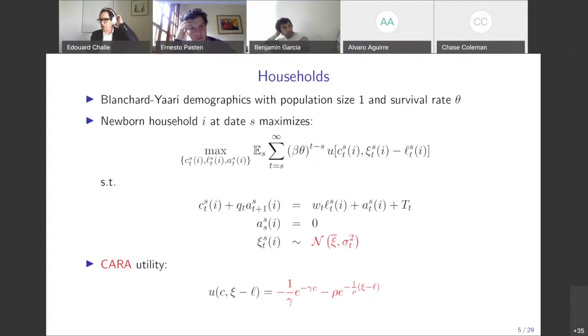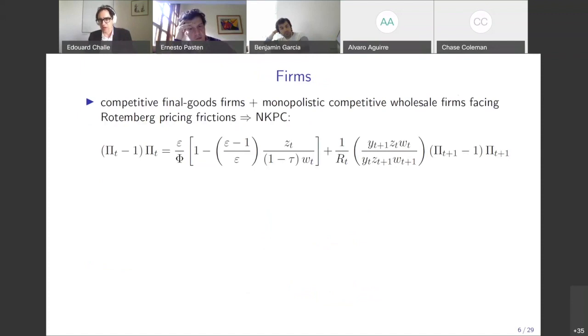So this is for the behavior of the household. Before I turn to the analysis of the equilibrium, I just want to sketch briefly the behavior of firms. There is nothing new here. I'm just stating the equations characterizing the behavior of the firm for reference. We have the standard New Keynesian supply block here. We have competitive final good firms that aggregate the goods produced by monopolistically competitive wholesale firms, and those wholesale firms face nominal frictions, and we assume Rotemberg pricing frictions for simplicity.